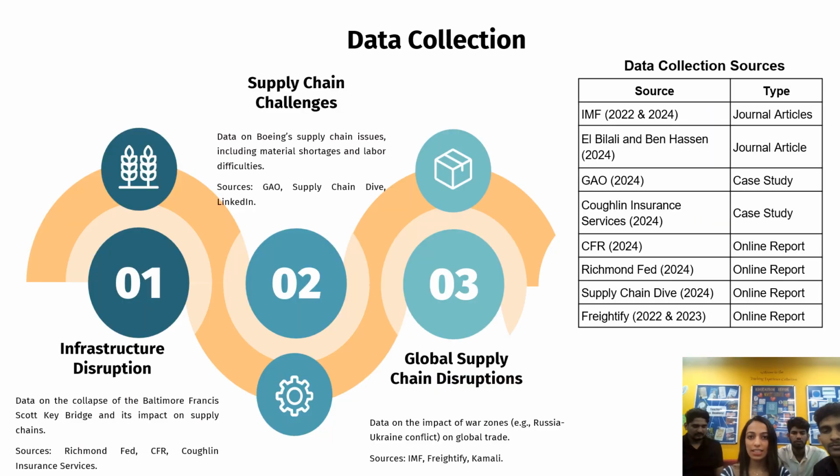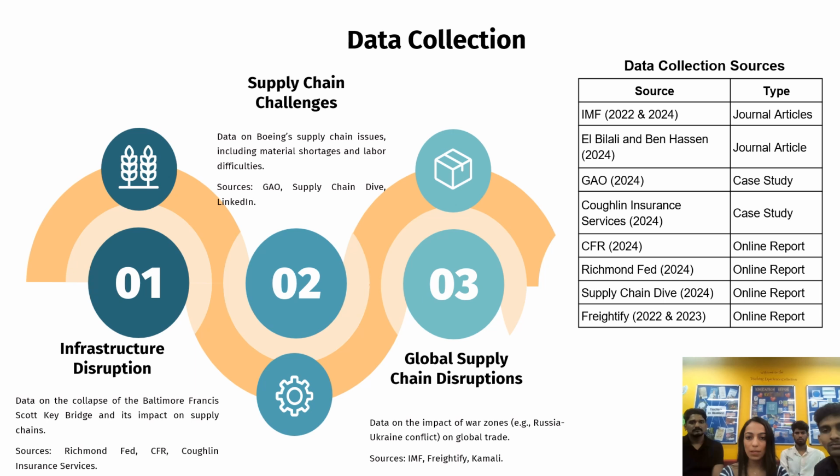Next slide is data collection. In this slide, we outline the data collection process, which focuses on three key areas of supply chain disruptions. First, we examined infrastructure disruption by collecting data on the collapse of the Baltimore Francis Scott Key Bridge and its impact on regional food supply chains. Sources for this data include reports from Richmond Federal Reserve, the Council on Foreign Relations, and Howlin Insurance Services. This data helped us understand the direct consequence of infrastructure failures on supply chains.